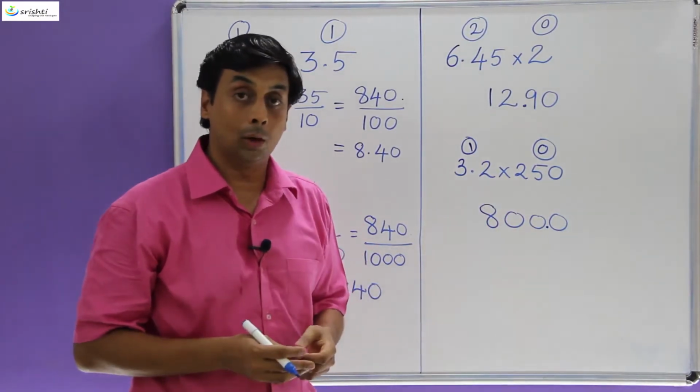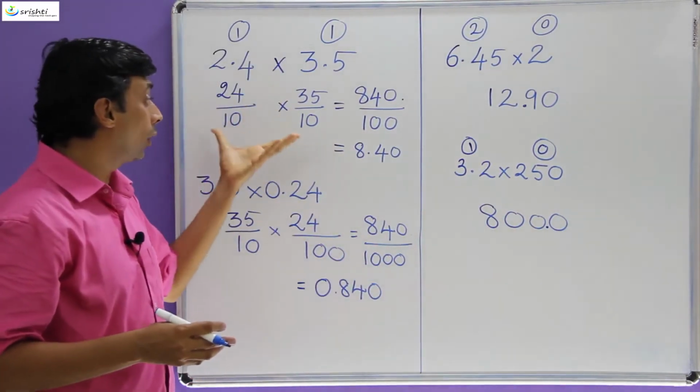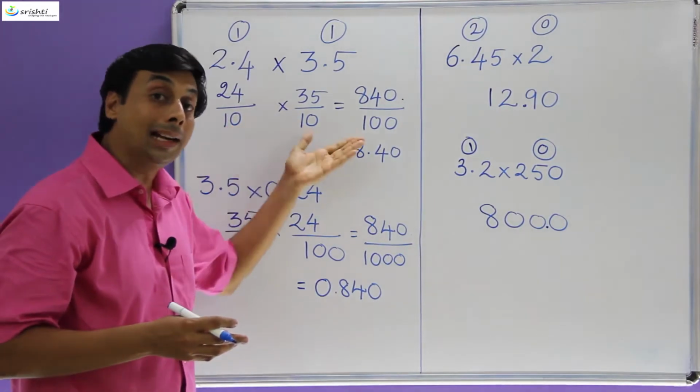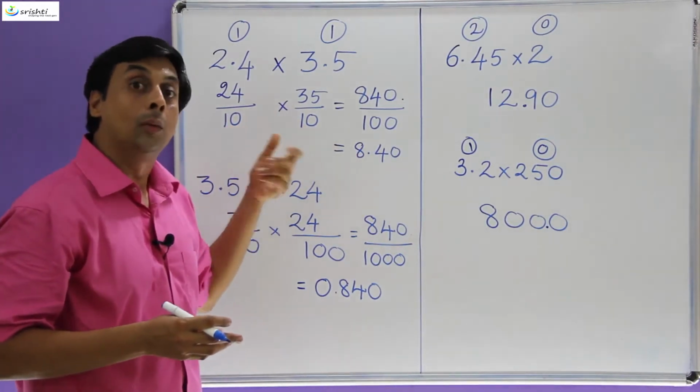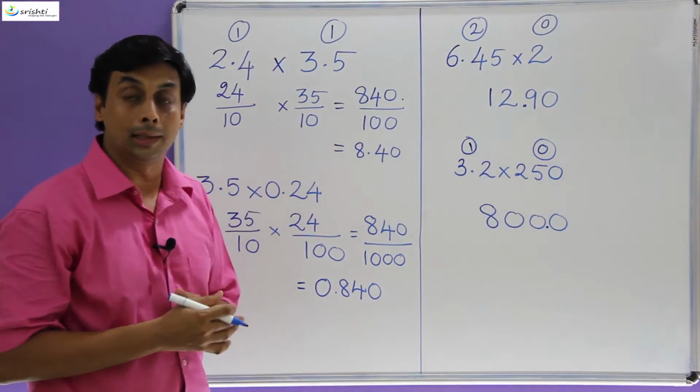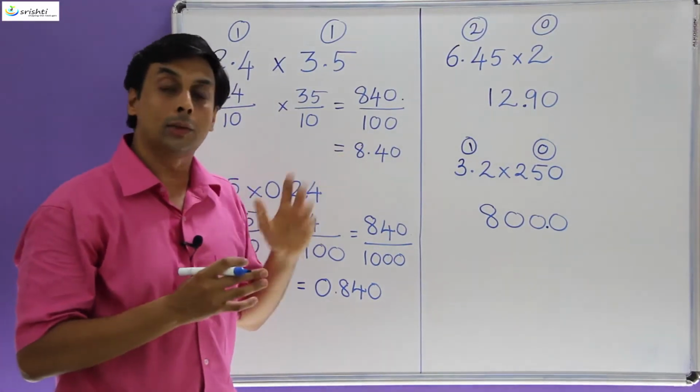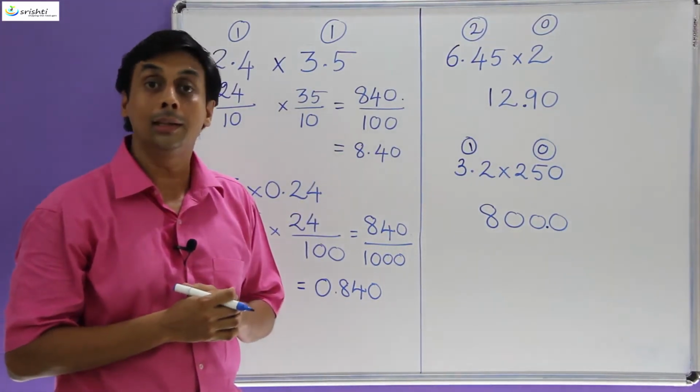This is happening because you have tens or hundreds or thousands in your denominators, and the number of zeros get multiplied, which is why the number of decimal places get added. I hope you understood this concept of multiplication in decimals.